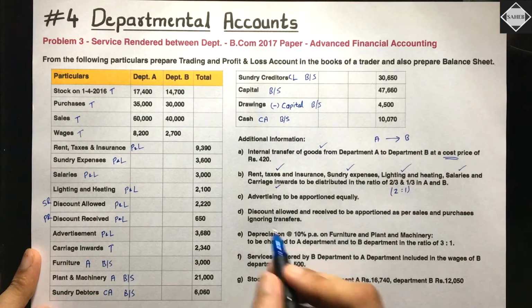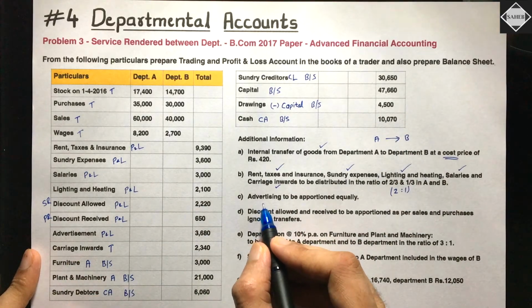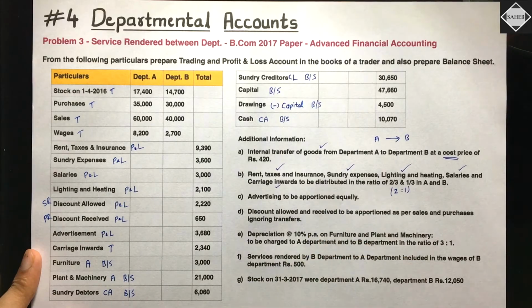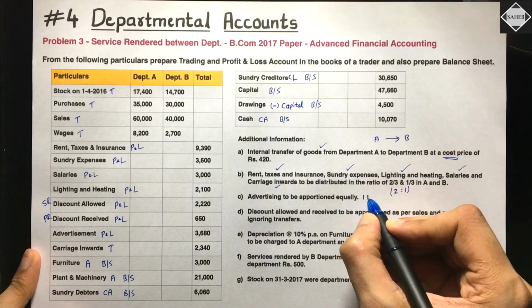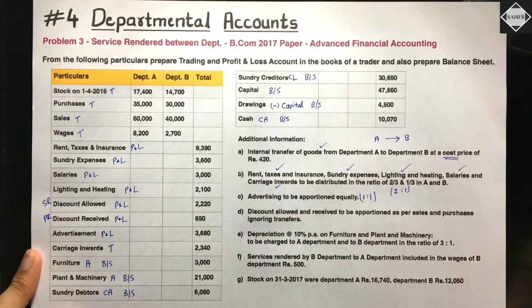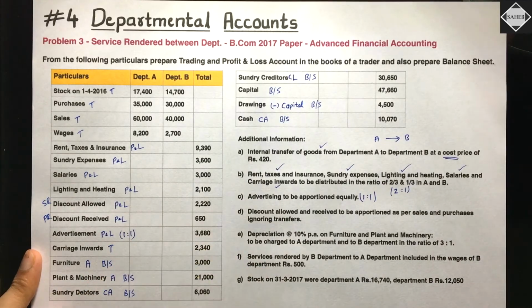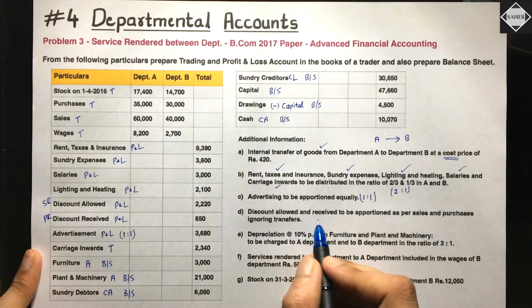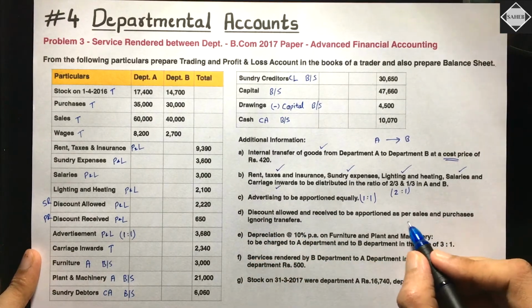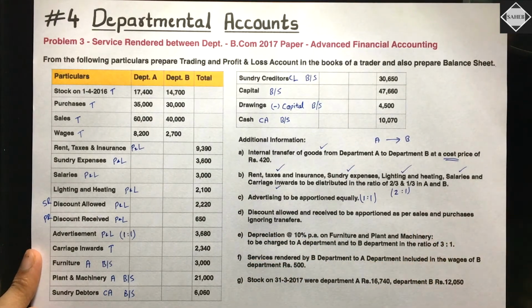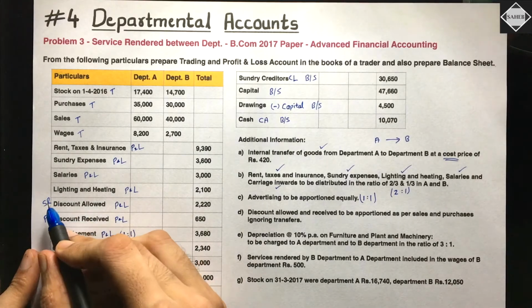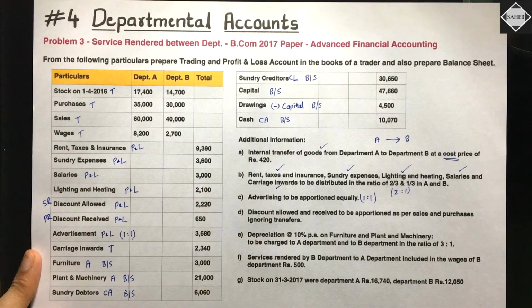Okay, simple. Then advertising, they are talking about advertising to be apportioned equally, means half. Okay, 1:1, right? So that's for advertisement. This will be done 1:1. Is that clear? Okay. Then discount allowed and received to be apportioned as per sales and purchases. Yes, that's what we always do. Discount allowed as per sales ratio and discount received as per purchase ratio.